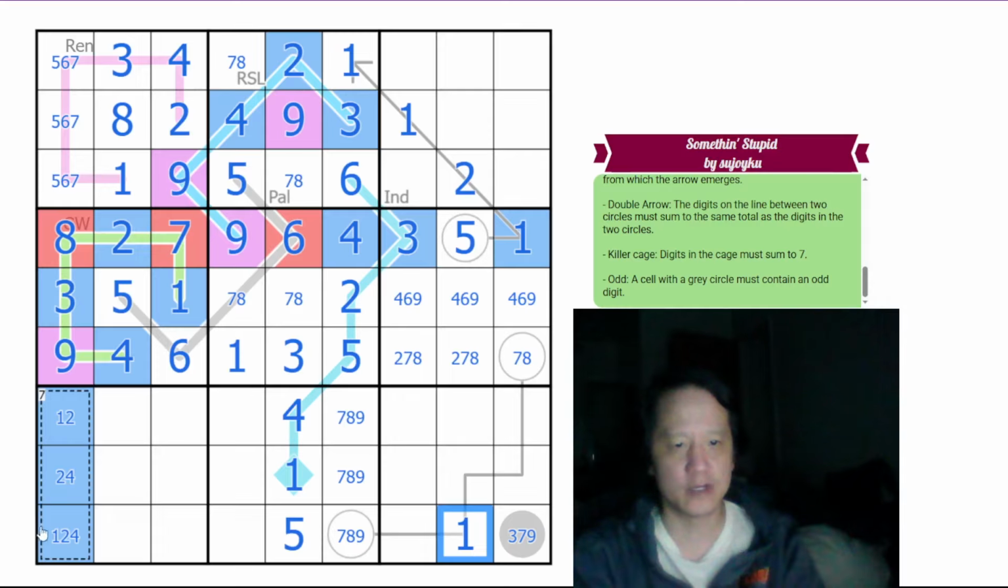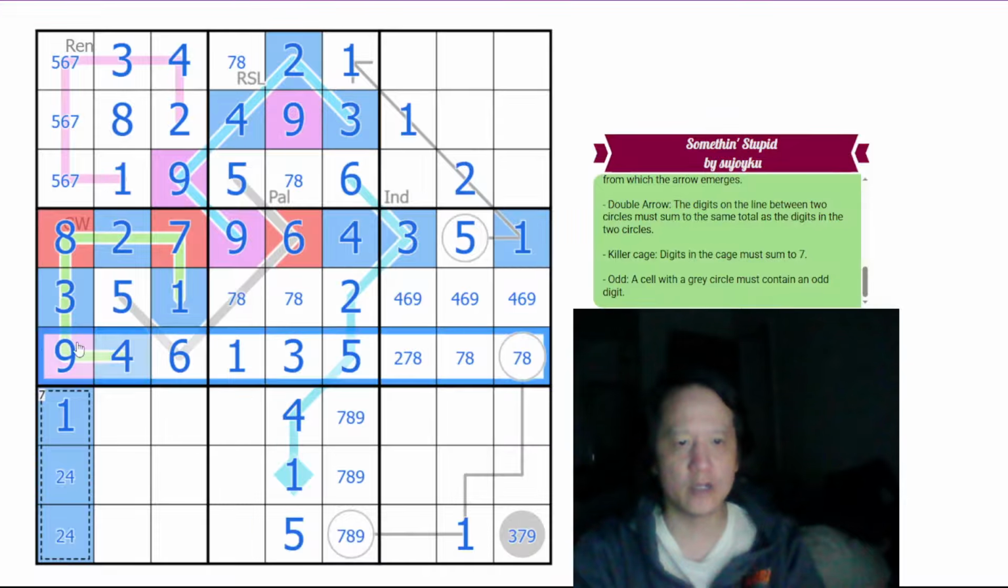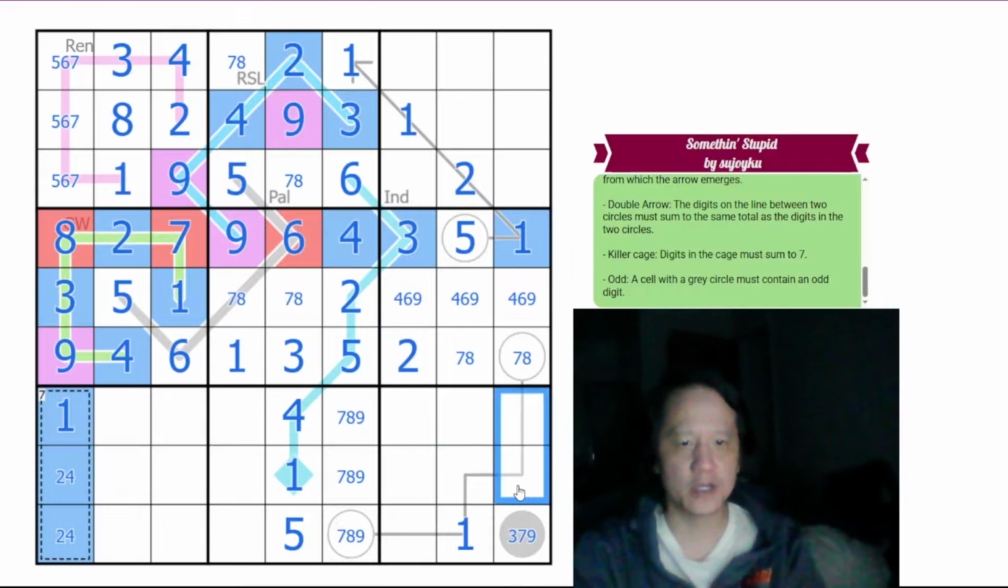So this is 1, which eliminates 1 here, so this must be 1 here. This 2 eliminates 2 here. Where's the 2 in row 6? It must be here. So this is 2 here. Where's 2 then in column 9? It has to be one of these 2 digits.